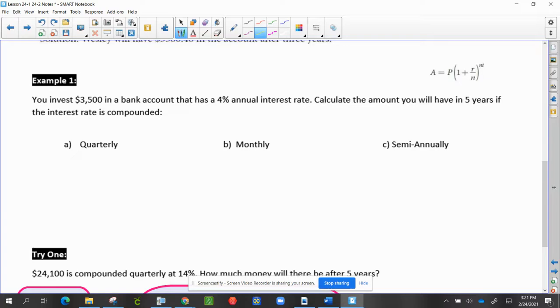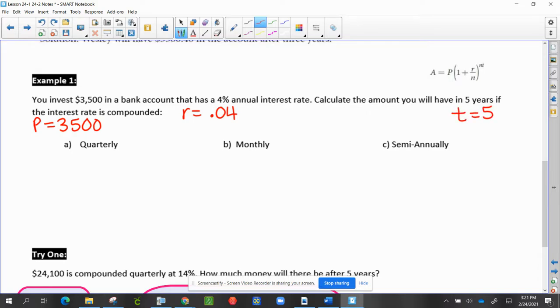Okay, so let's do some examples together. Let's look at this investment. We're going to take $3,500 and put it in a bank account that has a 4% annual interest rate. Calculate the amount you will have in 5 years if you compound it quarterly, monthly, or semi-annually. So we're going to do this same problem 3 different times. Our investment is the P in the formula, so we're going to take $3,500. That's our principal, our starting amount. My rate is that 4% as a decimal, so 0.04. The amount of time, 5 years, that's your T.